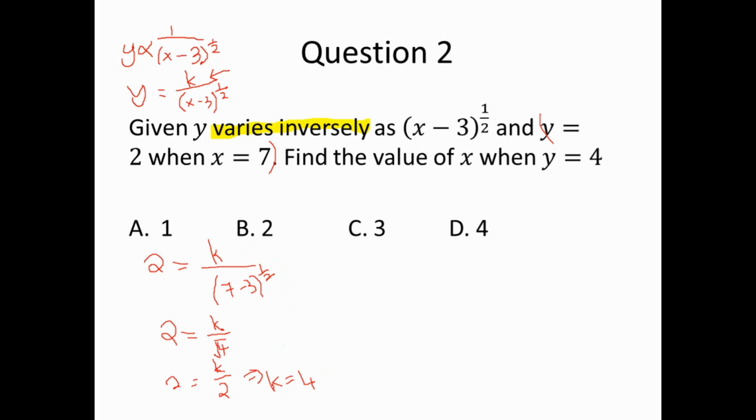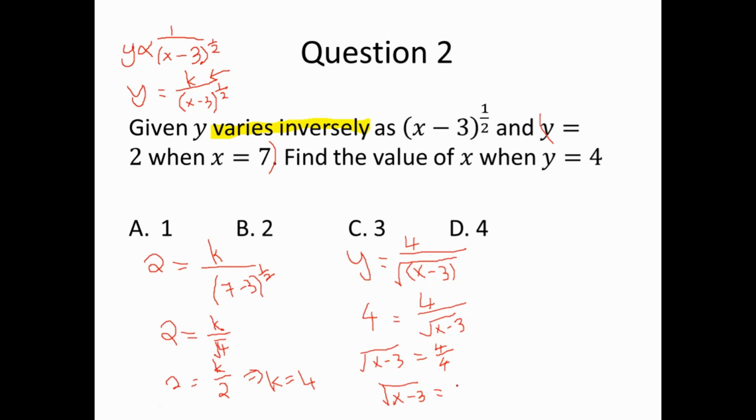Put back the value of k into this equation. You will have y equals 4 over the square root of x minus 3. Power 1 over 2 means square root. Then we continue. Find the value of x when y equals 4. So when y equals 4, you rearrange this equation. Therefore, square root of x minus 3 equals 4 over 4, which is 1.